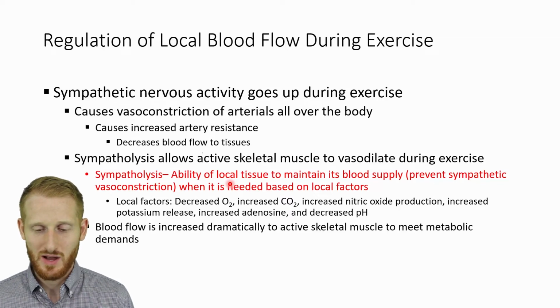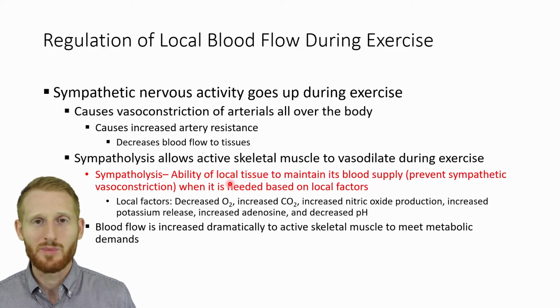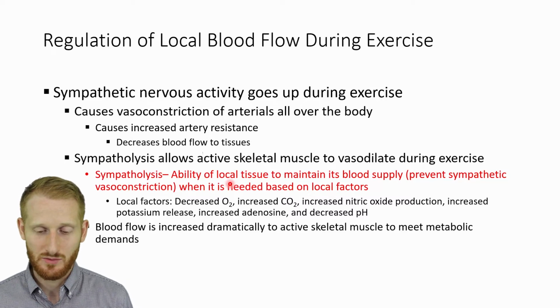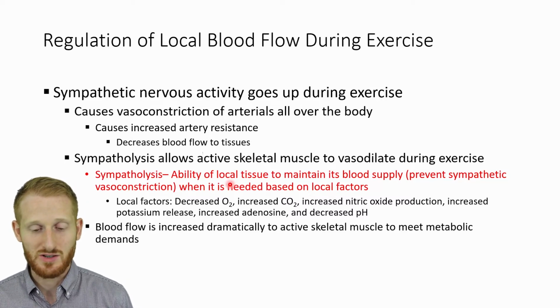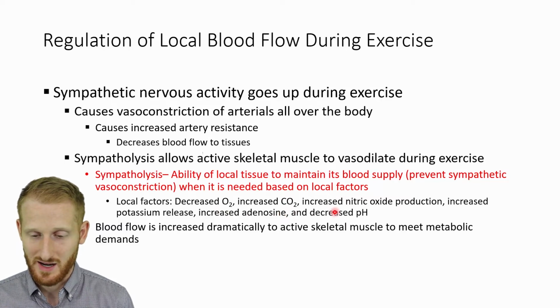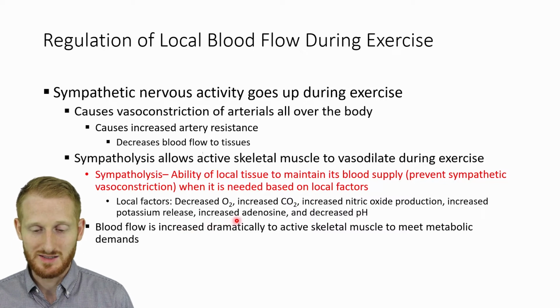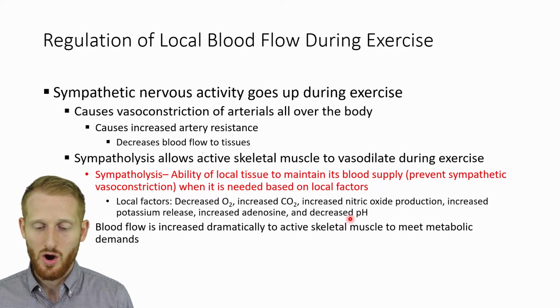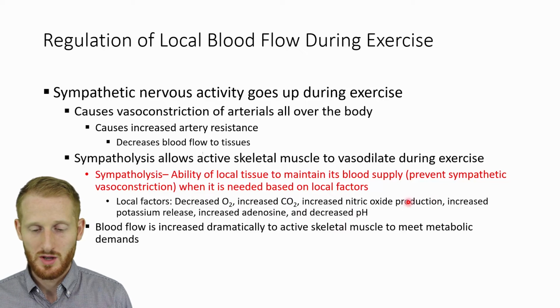And so basically what happens is all the byproducts of exercise that get released when you contract your muscles: a decrease in oxygen, an increase in carbon dioxide, an increase in nitric oxide production, potassium release, adenosine, which is one of the breakdown products of ATP, and decreased pH, so in other words, more acidic tissue. All these things happen when you contract muscle repetitively. So when you exercise, all these things are going to happen.